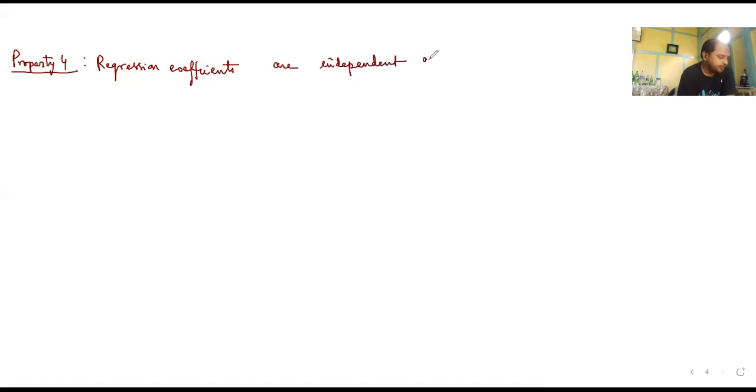Now I'm going to discuss another property. Let us call it property 4. This property is: regression coefficients are independent of change of origin but not of scale.